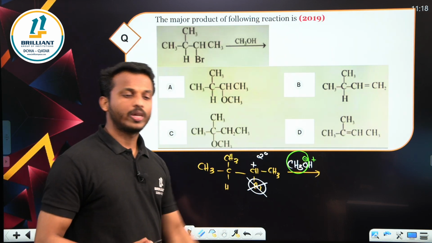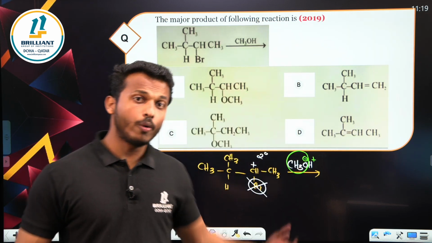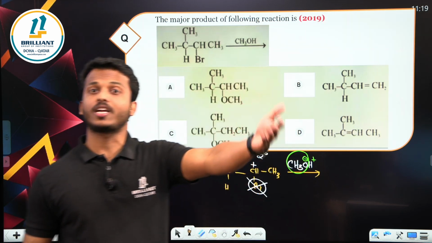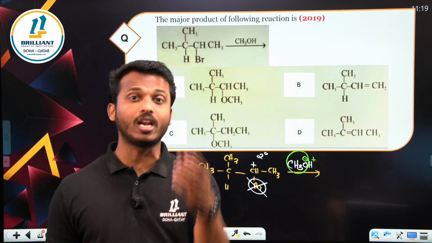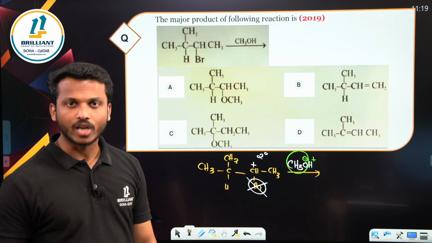Please check whether it's secondary, and whether there is any chance to make it tertiary. Now it is secondary. You know, a tertiary carbocation is more stable, right? Please check: any chance to make this secondary into tertiary or not? Is there any chance, dear all?